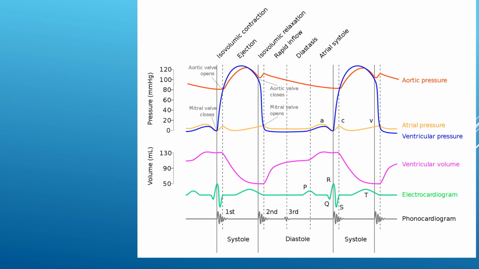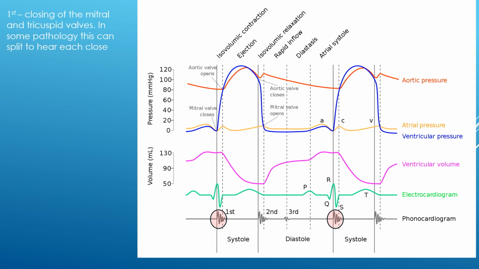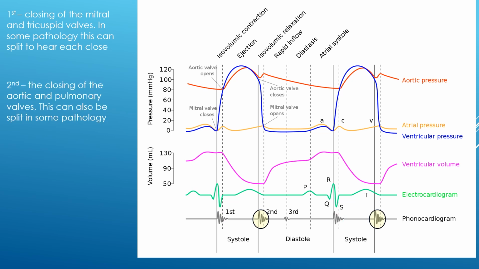To confirm the heart sounds, the first heart sound is the closing of the mitral and tricuspid valves. In some pathology, this can be split from one into two sounds, and this sound occurs during the isovolumetric contraction. The second heart sound is the closing of the aortic and pulmonary valves. This can also be split in some pathology, and this occurs and is heard during the isovolumetric relaxation.